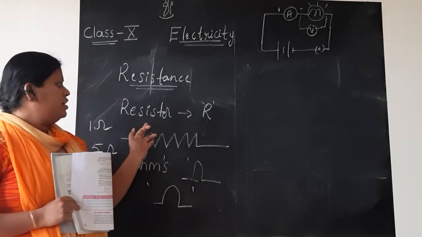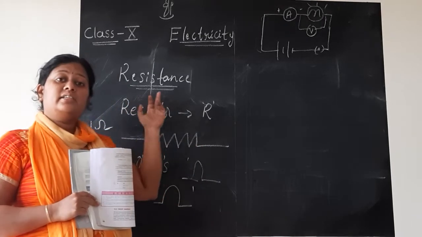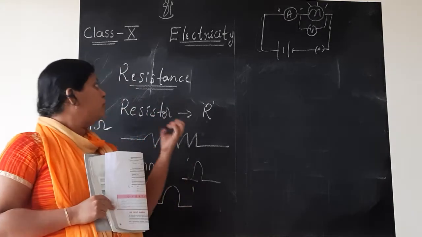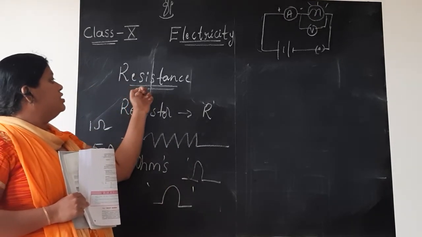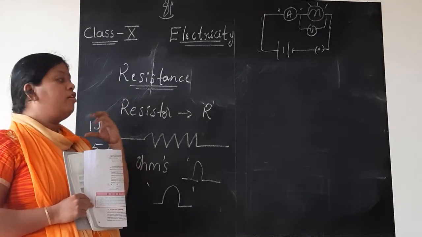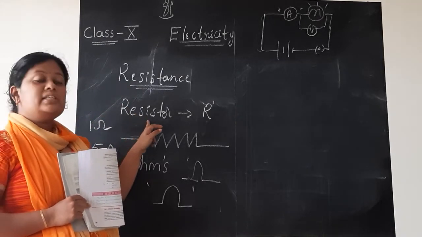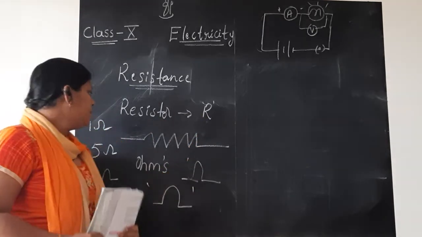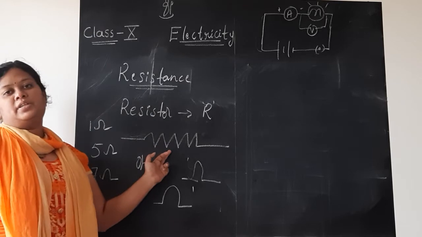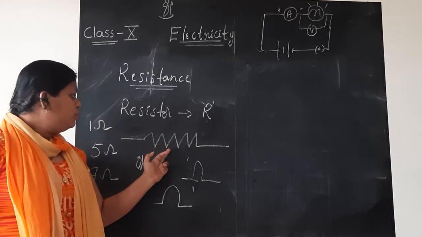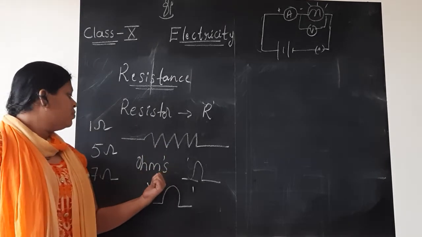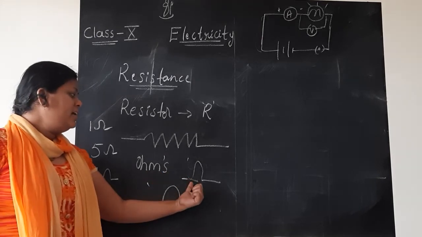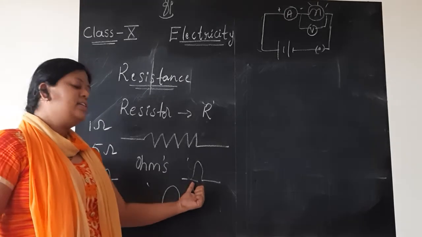We studied now what a resistor is. Resistance is the property of a conducting material to control the flow of current through it. The component is called a resistor. It is represented by the capital letter R, and symbolically it is represented like this. The unit of resistance is ohms. It is measured in ohms, O-H-M-S, and the unit is symbolically shown like so.